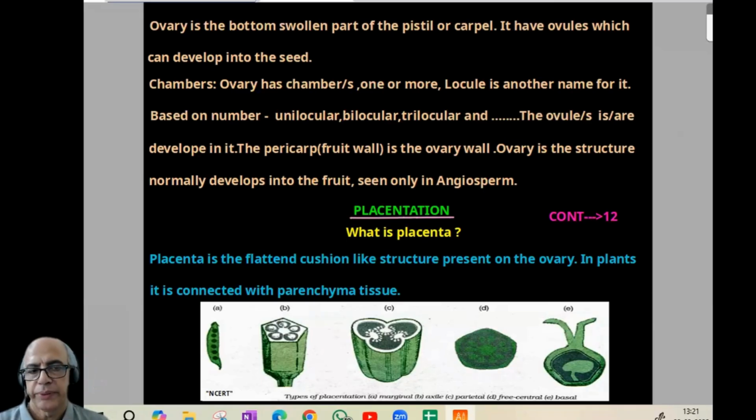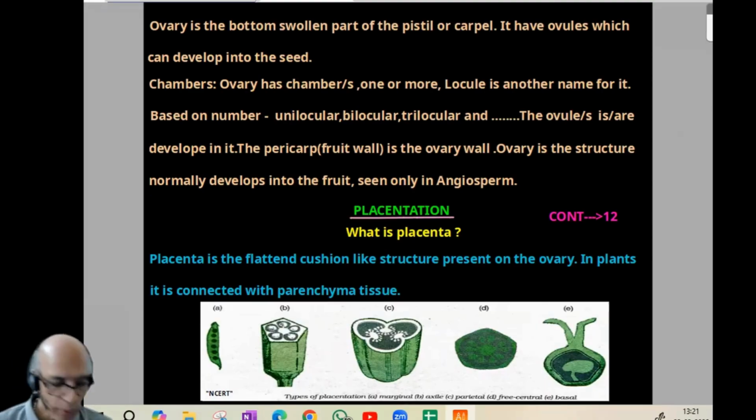Now chambers. Ovary has a chamber or chambers, one or more. They are always called locules. Based on number, if it is single, unilocular; if it is 2-chambered, bilocular; if it is 3, trilocular, and that way it proceeds. Ovule or ovules are developed in it. Pericarp, that is the fruit wall, is the ovary wall. Ovary is the structure that normally develops into fruit. And remember, ovary and fruit are only seen in angiosperms.